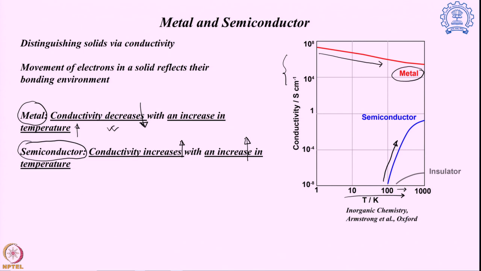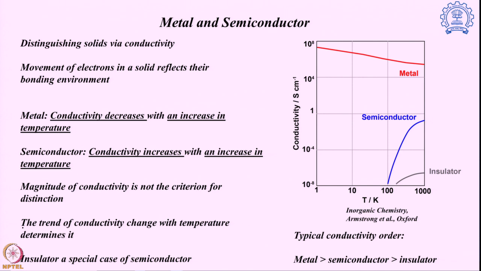So that is the basic distinction between a metal and a semiconductor. As we just said, the magnitude of the conductivity is actually not the criterion, not the important factor about this distinction. It is the trend of conductivity change with temperature. Again, a metal is a system whose conductivity decreases with an increase in temperature.